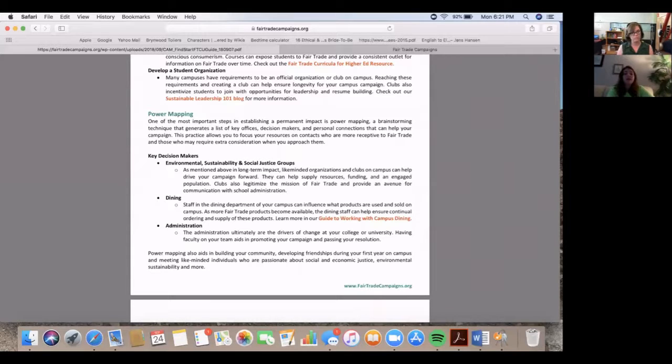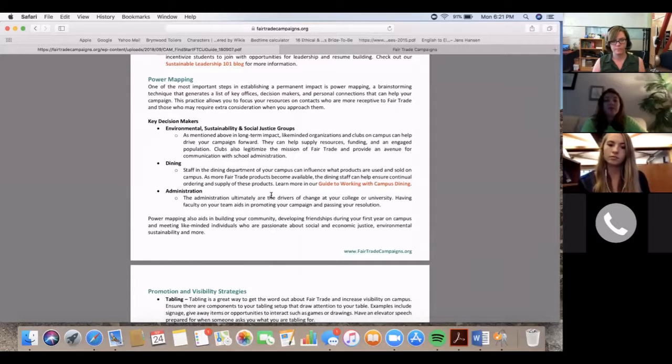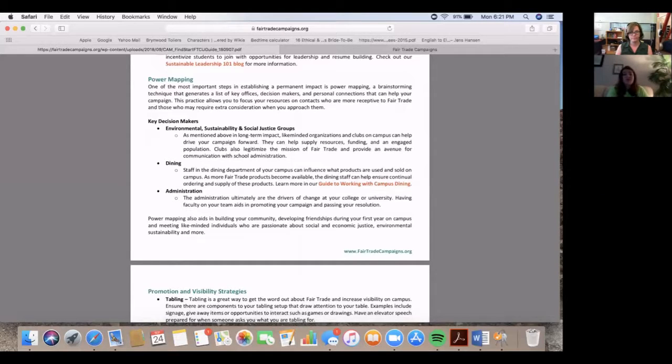Some of the key decision makers that would be included in your power mapping would be environmental, sustainability, and social justice groups. They can help you with supplying resources, funding, and also, again, an engaged population. Students are willingly signing up and volunteering to be in these groups, and so they're very likely to be interested in fair trade, even if they aren't familiar with it quite yet.